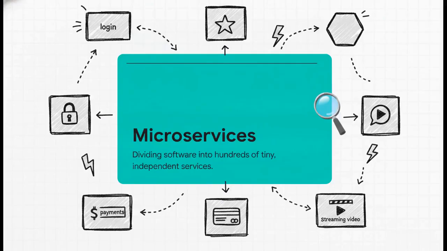The answer here is microservices. Decades ago, applications were built as one single massive program, but today, companies like Amazon and Google divide their software up into hundreds of tiny independent services. Look at Netflix, for example. They have one specific service just for handling your login. They have another completely separate one for generating your recommendations, another for processing payments, and yet another for actually streaming the video. They are all safely walled off from one another.